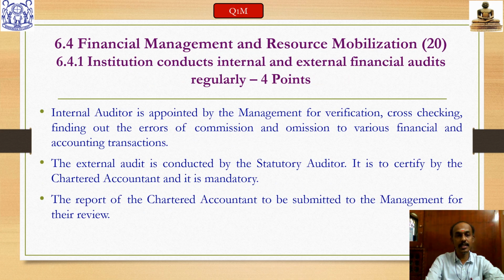So moving on to the next, 6.4 is financial management and resource mobilization, which carries 20 points. So here we are going to talk about the financial management aspects. 6.4.1: the institution conducts internal and external financial audits regularly, which is qualitative in nature. So you have to mention the frequency of this internal audit, and what documents they are verifying, and for the external audit, who the external auditor is, and that they certify our financial statements.